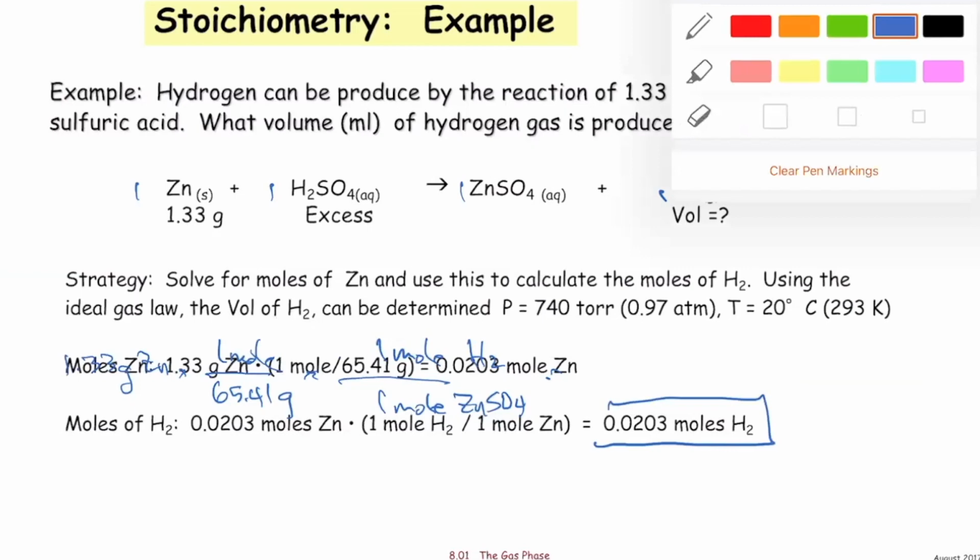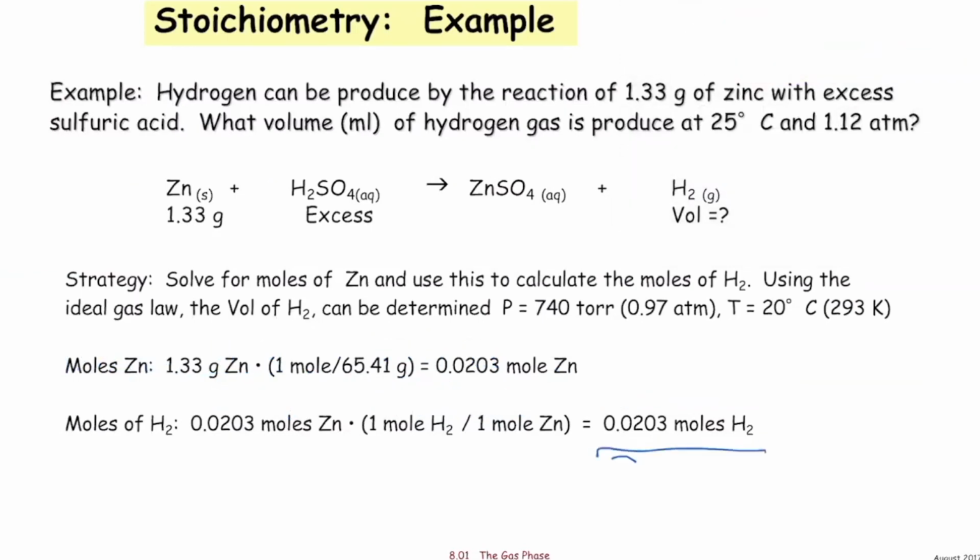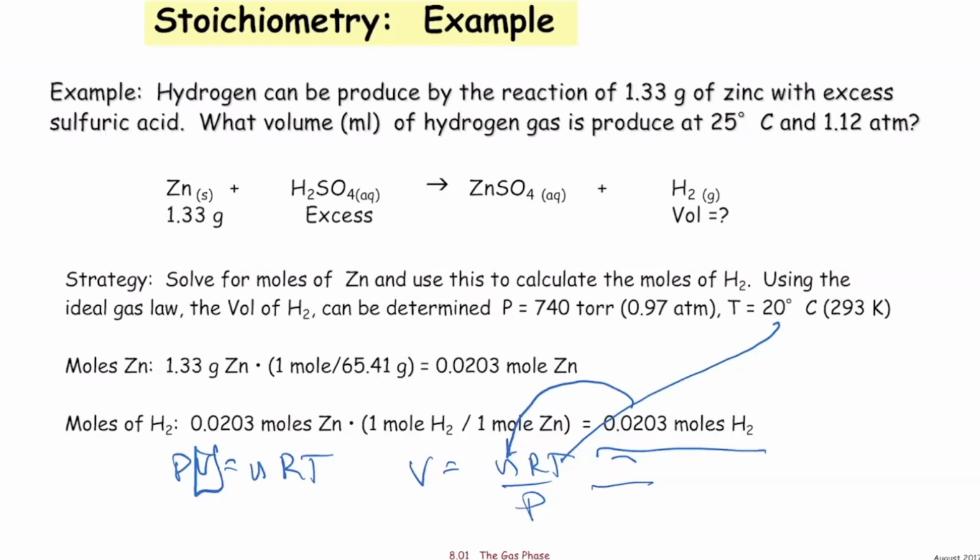Let me clean this up, okay? Now I can use PV equals nRT. Remember that I'm solving for V. So V is equal to nRT over P. I know my moles, I know my T, and I know my P. Here, you need to convert torr to atmospheres because we're using R. Whenever you're using R, you've got to use atmospheres.